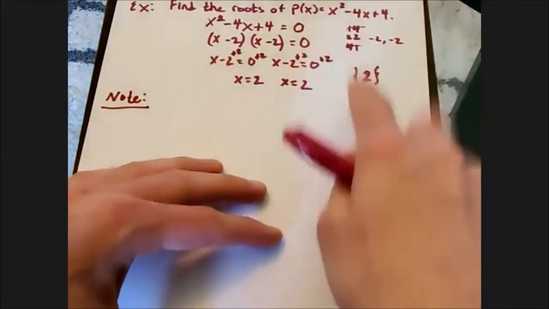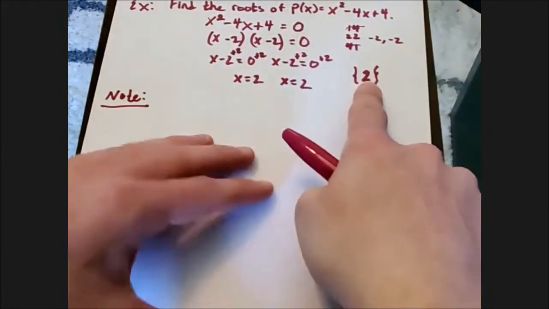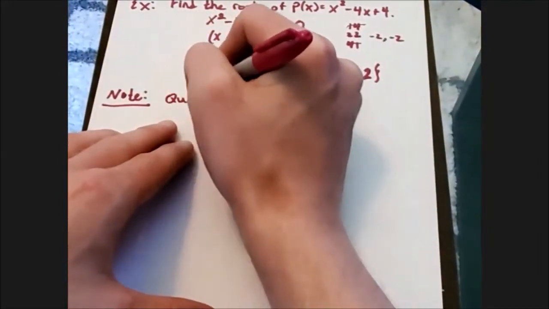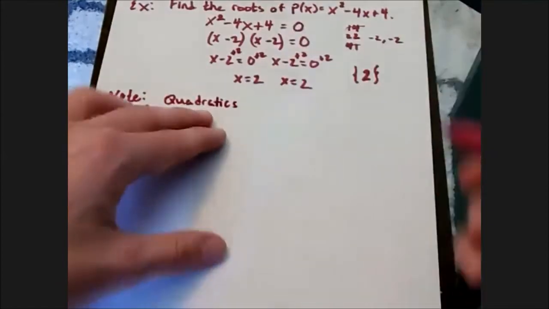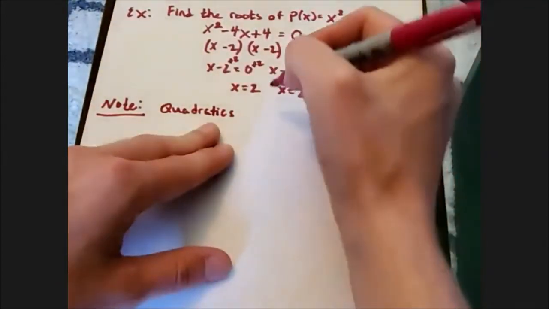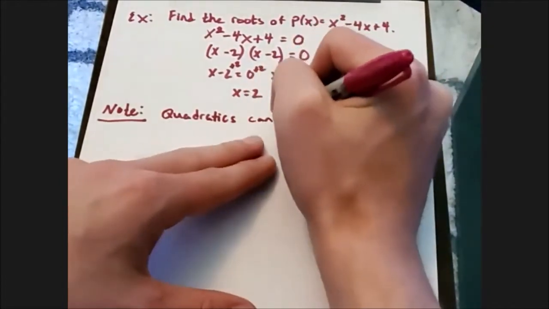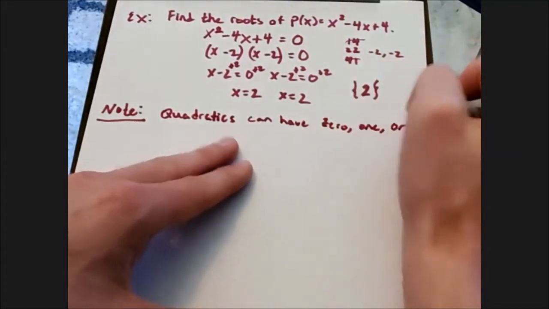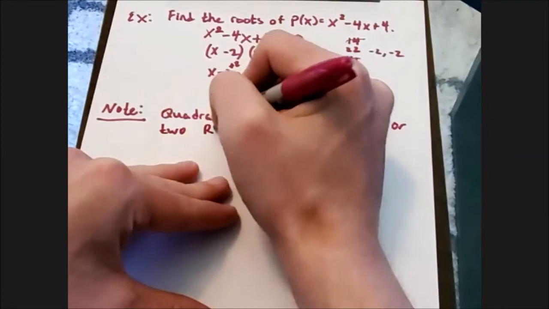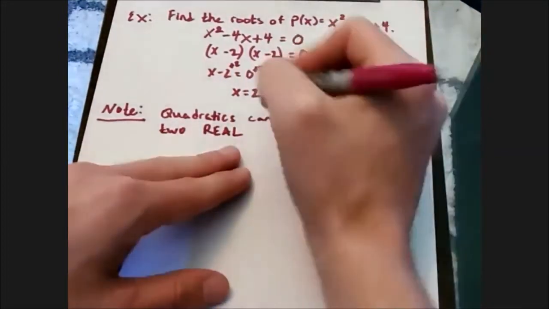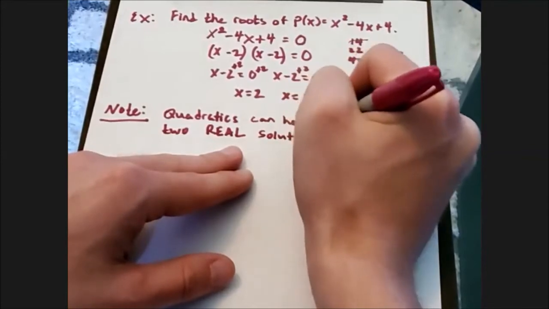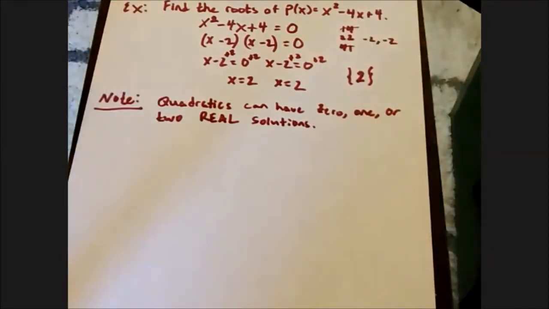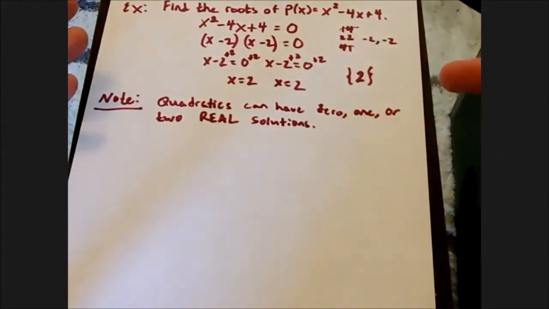That brings us to a note which specifically addresses this right here. Like, how come I get one solution sometimes? So our note says that quadratics, specifically quadratic equations, can have 0, 1, or 2 real solutions. All right, we're not talking about complex solutions at the moment. So this note's only in reference to real solutions. You could have 0, 1, or 2.